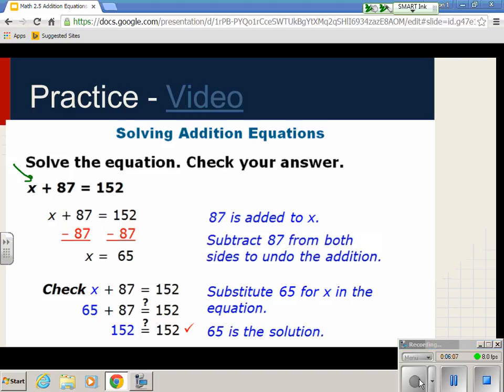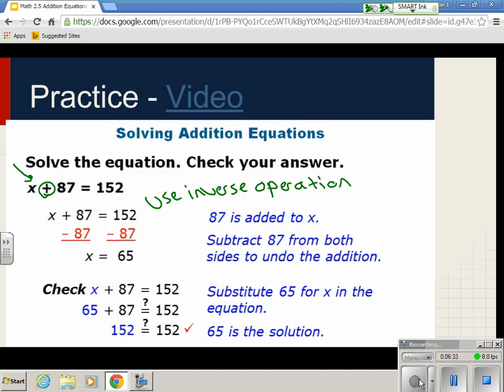x plus 87 equals 152. So the first thing you're saying is, all right, I have to solve for x. And the first thing you're going to look at is what symbol you have between the variable and 87, and that is addition. So then from there, you know that what you're going to have to do is use inverse operation.